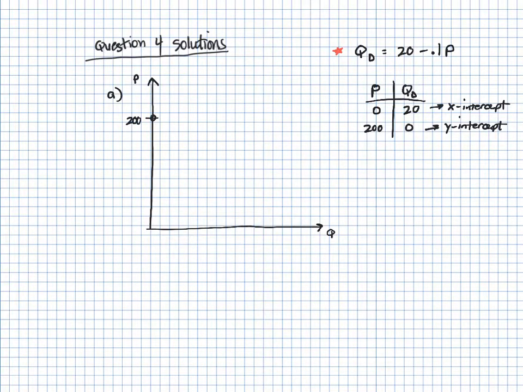Here's 0, 200, and the other intercept is going to be Q equals 20, price equals 0, so we're over in this direction. Here's Q equals 20. We don't go up at all on the y-axis, price is 0. So now we have our 2 intercepts, and we can simply connect these points to give us our demand curve.